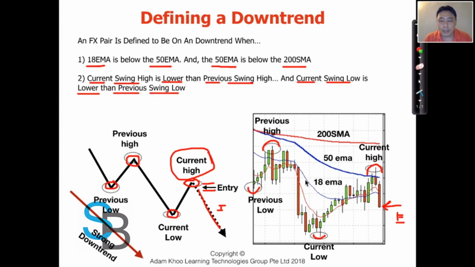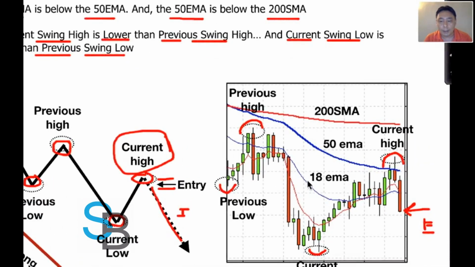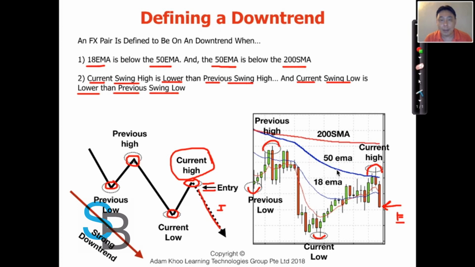And again, notice the moving averages in sequence. So you can see the 18 EMA, which is this blue line, is below the 50 EMA, and the 50 EMA is below the 200 SMA. So you got to have that sequence, all right?